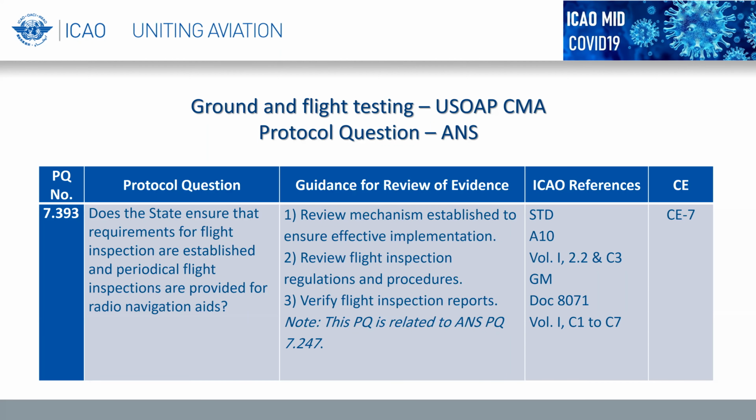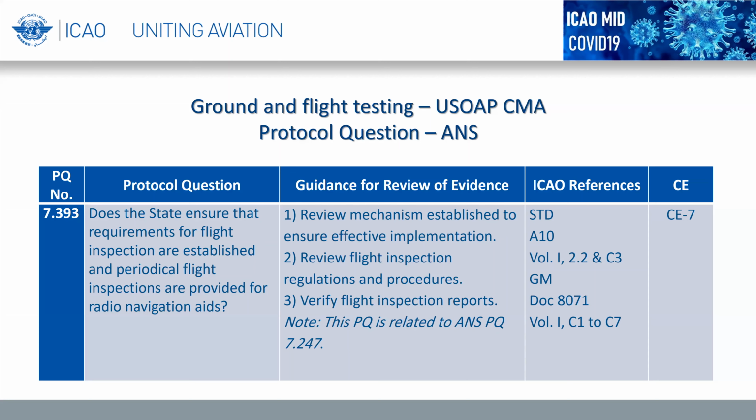So in the USOAP ANS part, there are two protocol questions related to radio navigation aids flight inspections. As you can see in the slide, this is the first one, protocol question number 7.393, which is about ensuring that requirements for flight inspection are established and periodical flight inspections are provided for radio navigation aids. If you look at the ICAO reference, you can see that the reference used is Annex 10 and Document 8071 in addition to other standard documents.